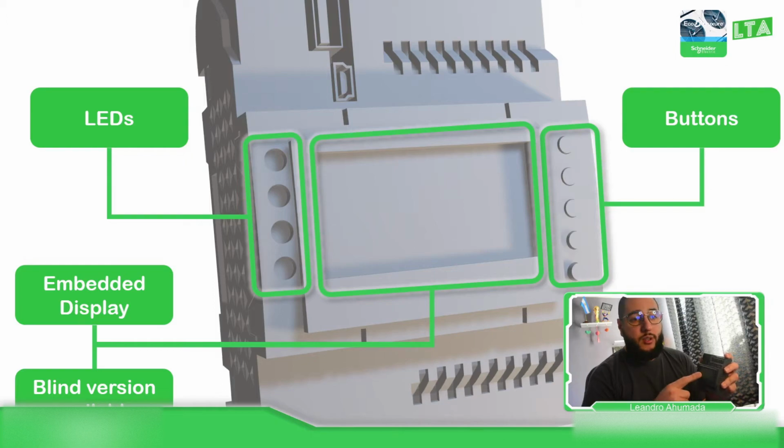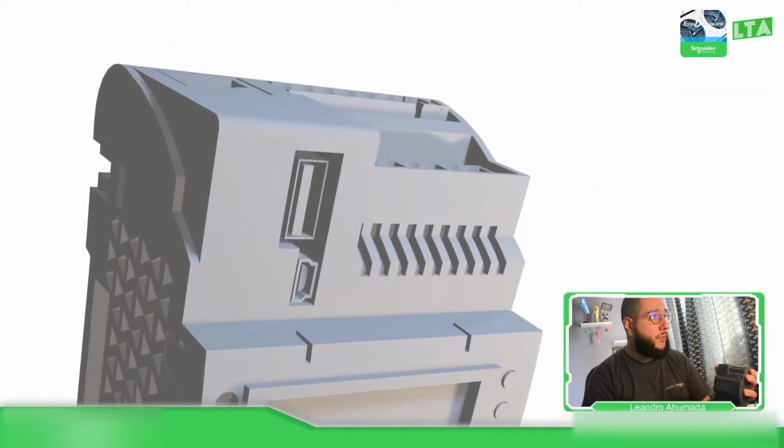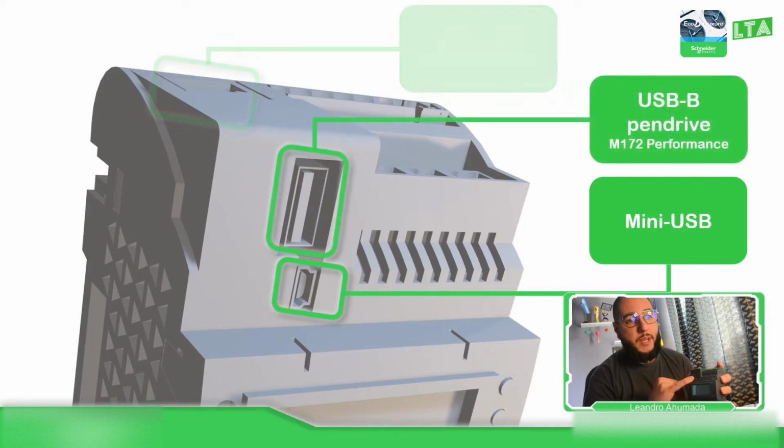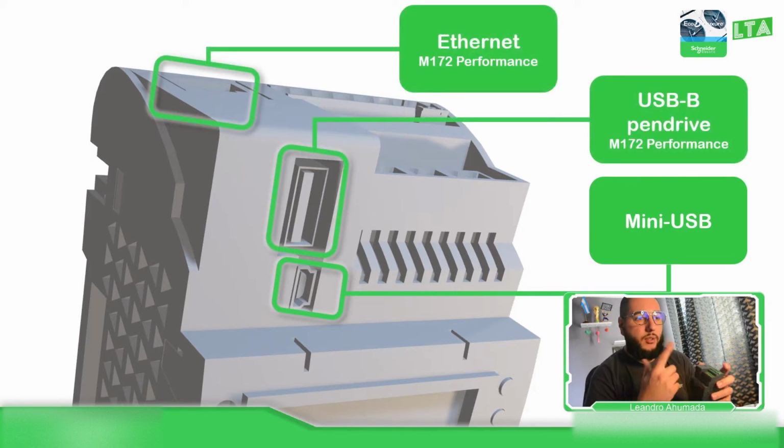Now, there is no need to have this display, so there is a blind version, and if you have the blind version, of course you don't have the embedded display and you don't have the buttons on the right side. Now, if we take a look a little bit on the top, we should be able to see that mini USB, so you can see on the screen. That will allow me to download the application on the controller or use the FTP in order to access some files inside the controller.